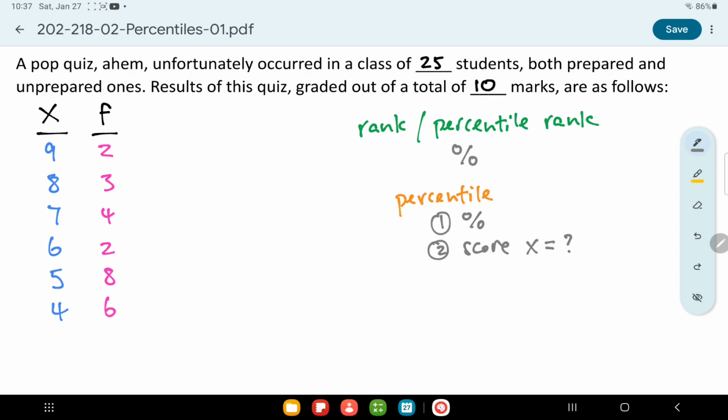Let's quickly review this. To the question, what is the rank, the answer will need to be a number represented by the percentage. With regards to percentile, we're figuring out x equals what, the relative score of x. Just keep all of that in mind for now.